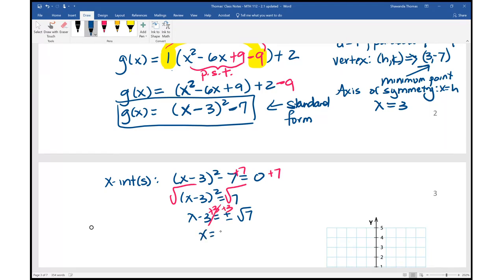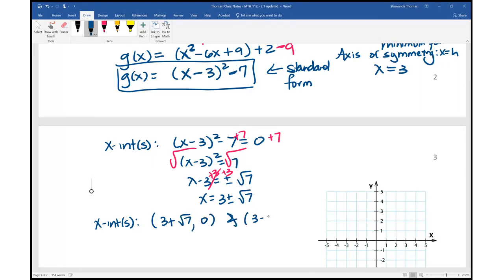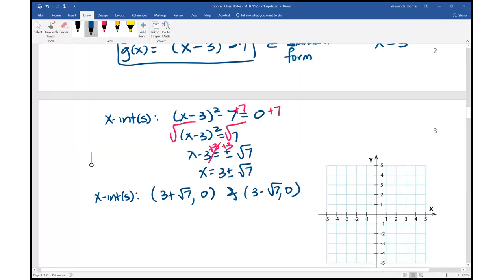X equals 3 plus or minus the square root of 7. Now, the exact answer, the exact x-intercepts are 3 plus the square root of 7, comma 0, and 3 minus the square root of 7, comma 0. Now, when you are graphing by hand, of course, you do want to know what 3 plus the square root of 7 is. So you can put that in your calculator.